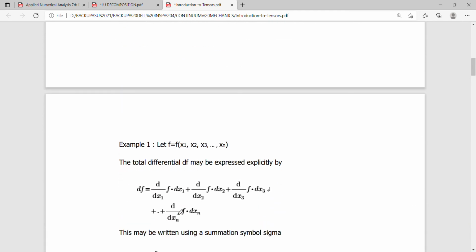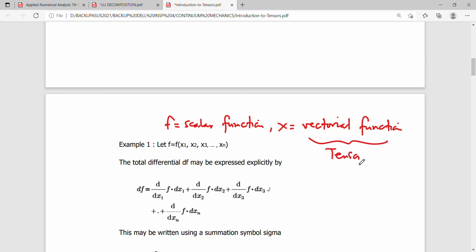So let's take an example of a scalar function. Okay, so f here is a scalar, while x is what? It's a vectorial function. So this is now a tensor, okay? A tensorial function. While this is not a tensor, it's a scalar function. x is a function of x_i, because x is a vector, x_i, then it's a vectorial function. f is a function of x, but since f is not a vector, it's a scalar function.